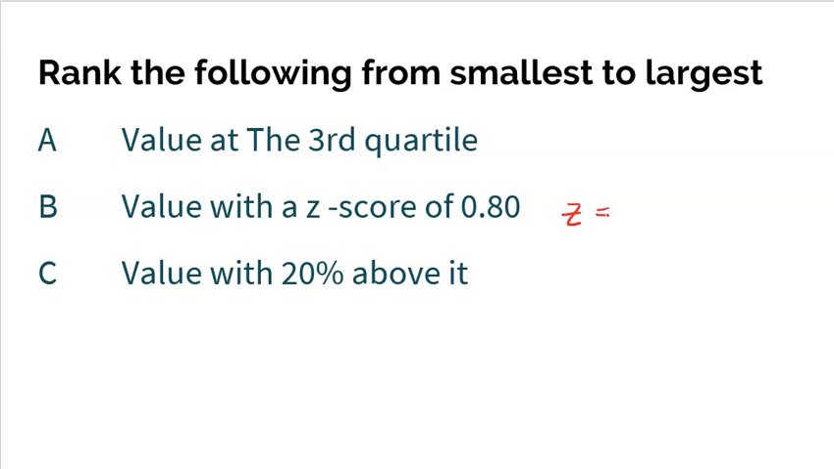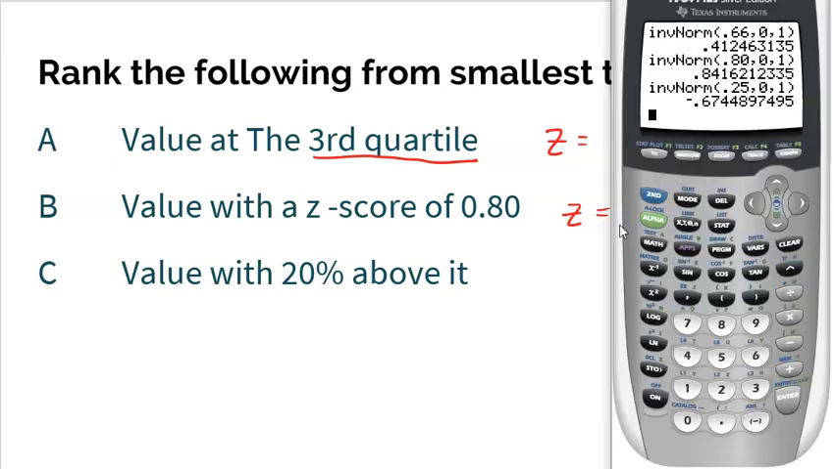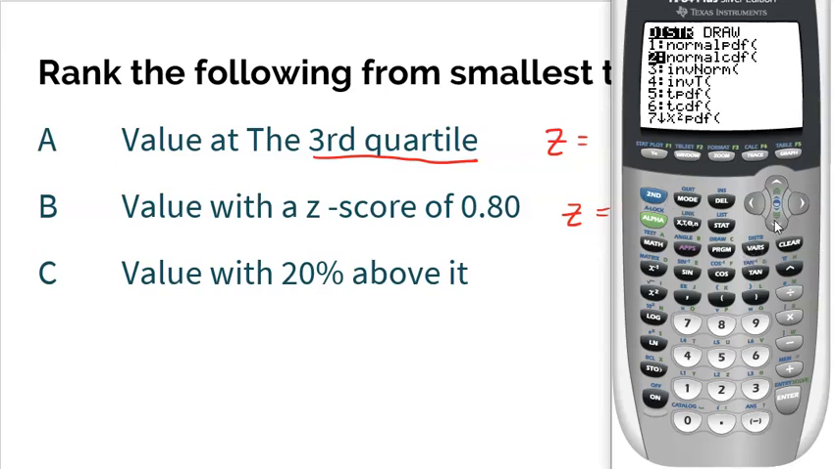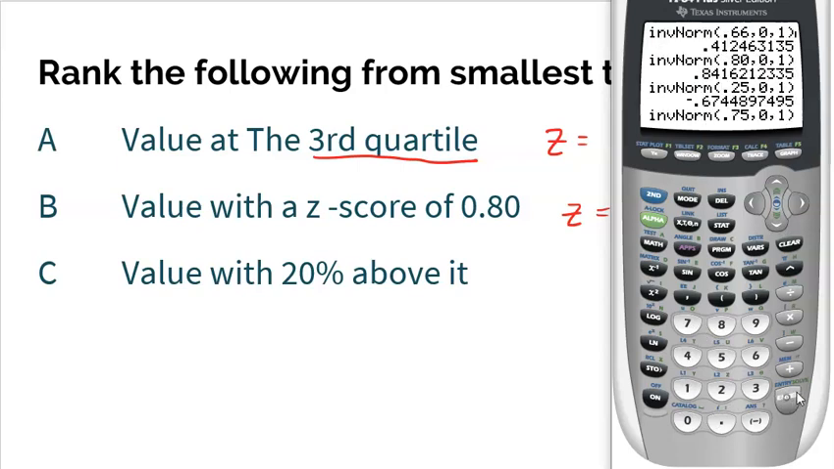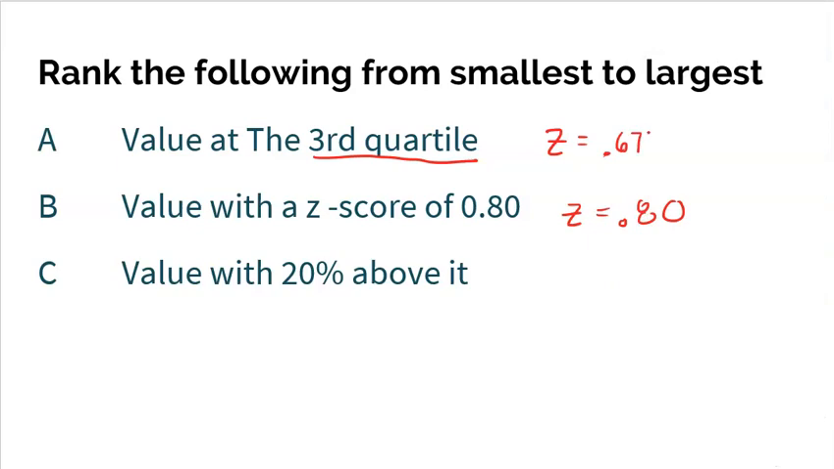So B is already a Z-score. That means that value B is 0.8 standard deviations above the mean, so just a little bit above the mean. So what would the third quartile be? I want the Z-score for the third quartile. Well, let me think about that vocabulary word. The third quartile is the 75th percentile. 75% of data is below it. So all I've got to do is grab invert norm, and I'm going to put in 0.75, because that's what the third quartile is, the bottom 75% of data. And I get a Z-score of positive 0.6745. So now I could clearly see that A is smaller than B.